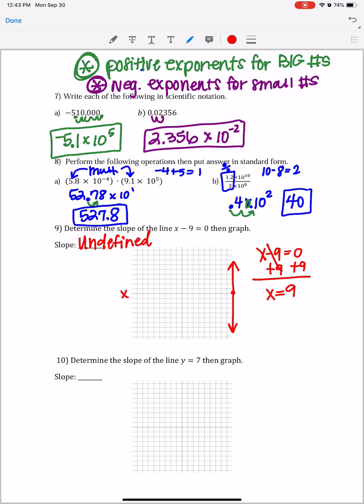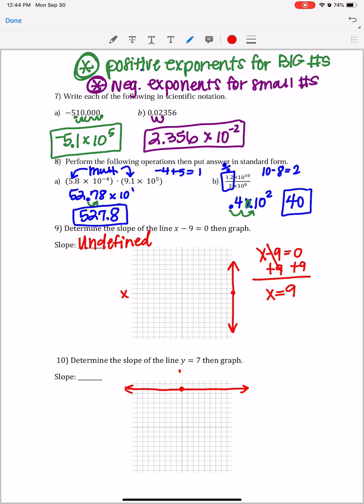Okay. 10, find the slope of y equals 7, then graph. Well, this one's nice and easy. This has already been solved for. So go along your y-axis to 7. And this one is a horizontal line.